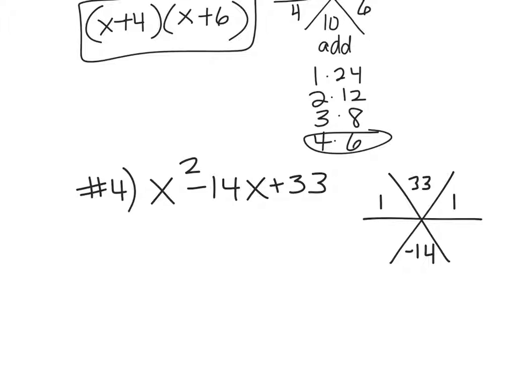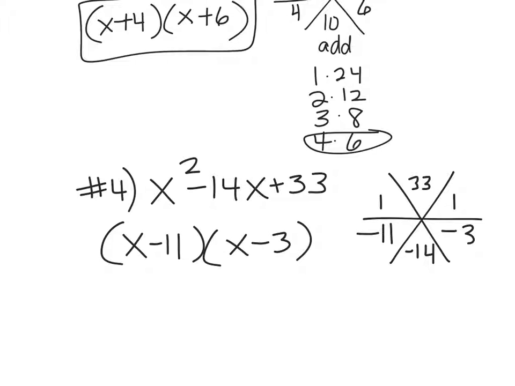Now take a look. If I'm going to multiply to get a positive, but then add those numbers to get a negative, that means both of these down here are going to have to be negative, right? Because a negative times a negative is a positive. So what are my factors of 33? This one's not too bad. 11 and 3. Perfect. So a negative 11 times a negative 3 equals positive 33, and they add up to negative 14. And so I write them in their binomials as 1x minus 11. I don't need to write the 1, though. And then x minus 3. That's it.